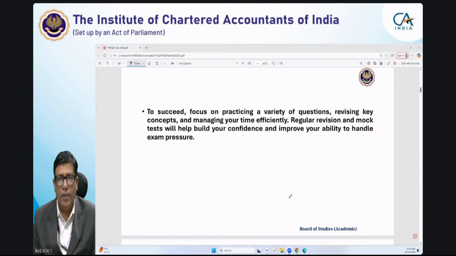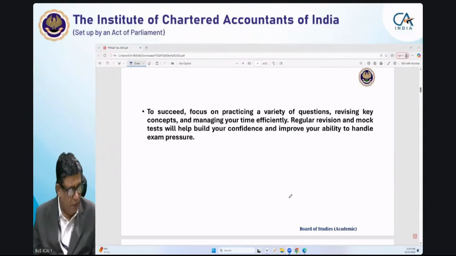Before going to the exam, you have to practice a variety of questions, and based on that, revise the key concepts available in the study material, and the revision test papers and mock test papers, which build confidence and improve your ability to handle exam pressure. That's why we are conducting the mock test papers, which will definitely help you handle the pressure.